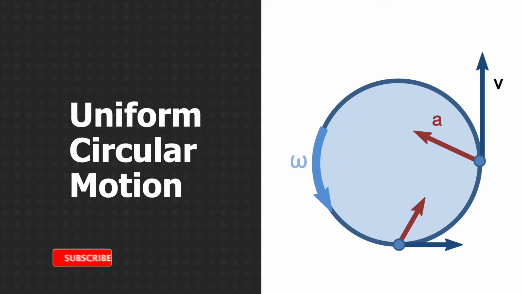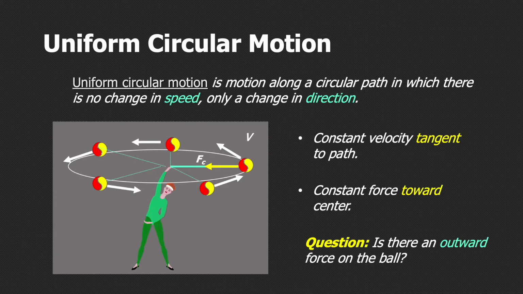Hello everyone, this is a video lesson on uniform circular motion. In our previous lessons, we learned that an object must be moving in a uniform motion if it's moving at a constant speed and on a straight path, meaning there must be no change in its speed and direction.